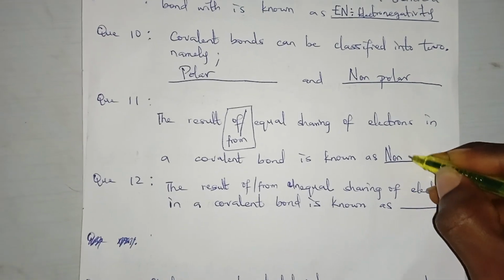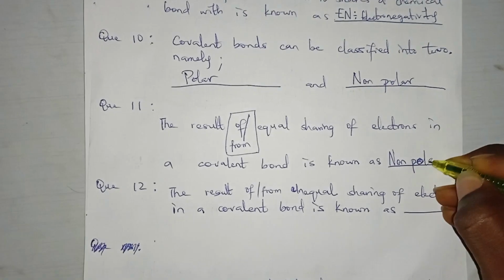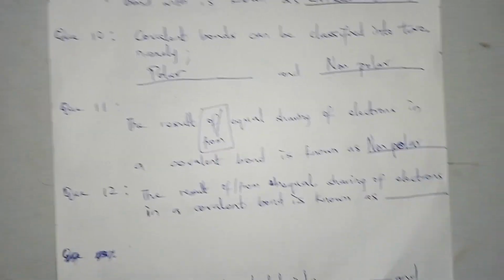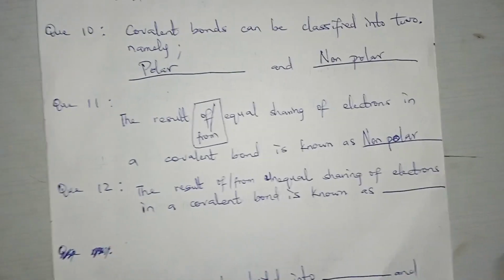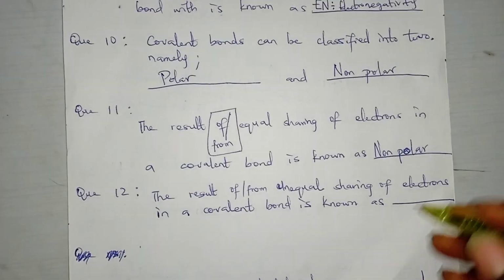So question 11, the answer is going to be, if it's equal, it means it's non-polar. So equal sharing of electrons in a covalent bond is non-polar.